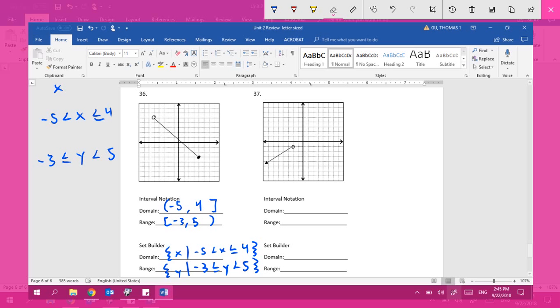37, let's see here. Inequalities, domain. So for the domain, the furthest left, it never stops. You can see the arrows going this way forever. So it's going to be -infinity, less than, because you cannot equal infinity, x, because we're talking about domain. And the furthest right it's going is -2. An open circle, so less than -2.